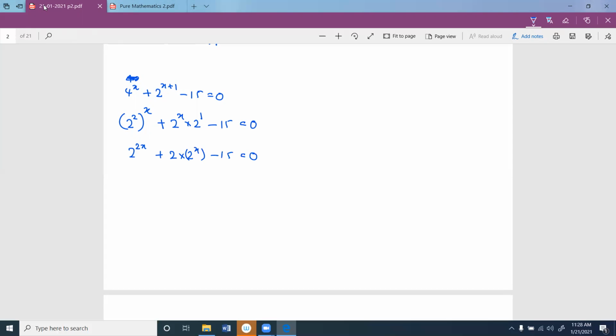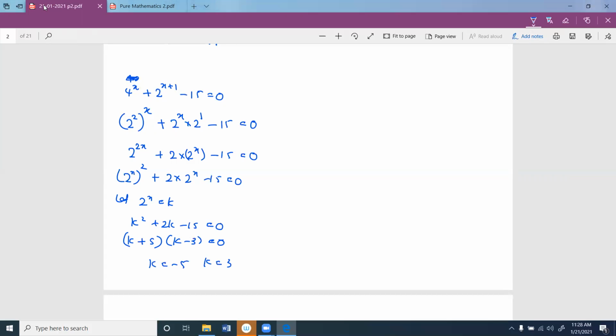In the last lesson, we learned how to do this kind of question. So you can write this as 2 to the power x, all squared, plus 2 times 2 to the power x, minus 15 equals 0. So let 2 to the power x equal k, that is k squared plus 2k minus 15 equals 0. With that you can write k plus 5, k minus 3 equals 0. So here you get k equals minus 5 and k equals 3. We have k as 2 to the power x. 2 to the power x is minus 5, and the other one is 2 to the power x is 3.